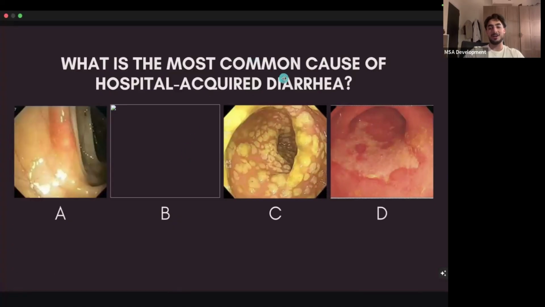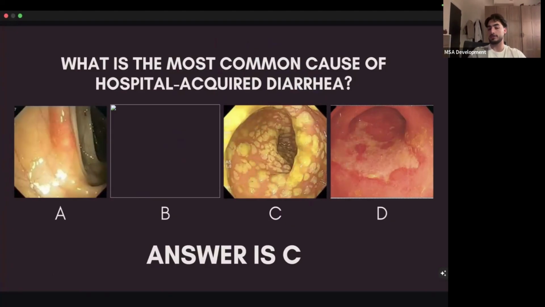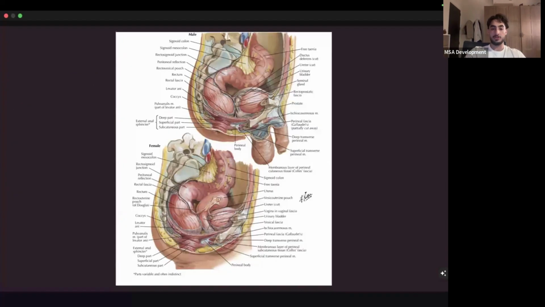Okay, what is the most common cause? I'm not sure what's going on with these pictures, by the way. What's the most common cause of hospital-acquired diarrhea? The answer is C. diff, Clostridium difficile. Typically, you would see this in a patient who's on broad-spectrum antibiotics. Classically, the one that's associated with C. diff is clindamycin. Okay, just for your information.